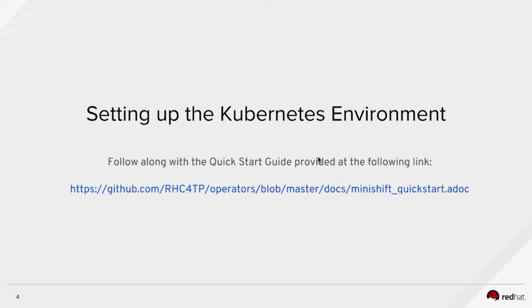We'll begin with setting up the Kubernetes environment. You can follow along using the quick start guide provided at the following link, github.com/rhc4tp, and there is an operators repository there. If you just go down into the docs subdirectory, you'll find the minishift_quickstart.adoc file, and all these same commands are provided there for you to easily cut and paste in your own terminal shell.